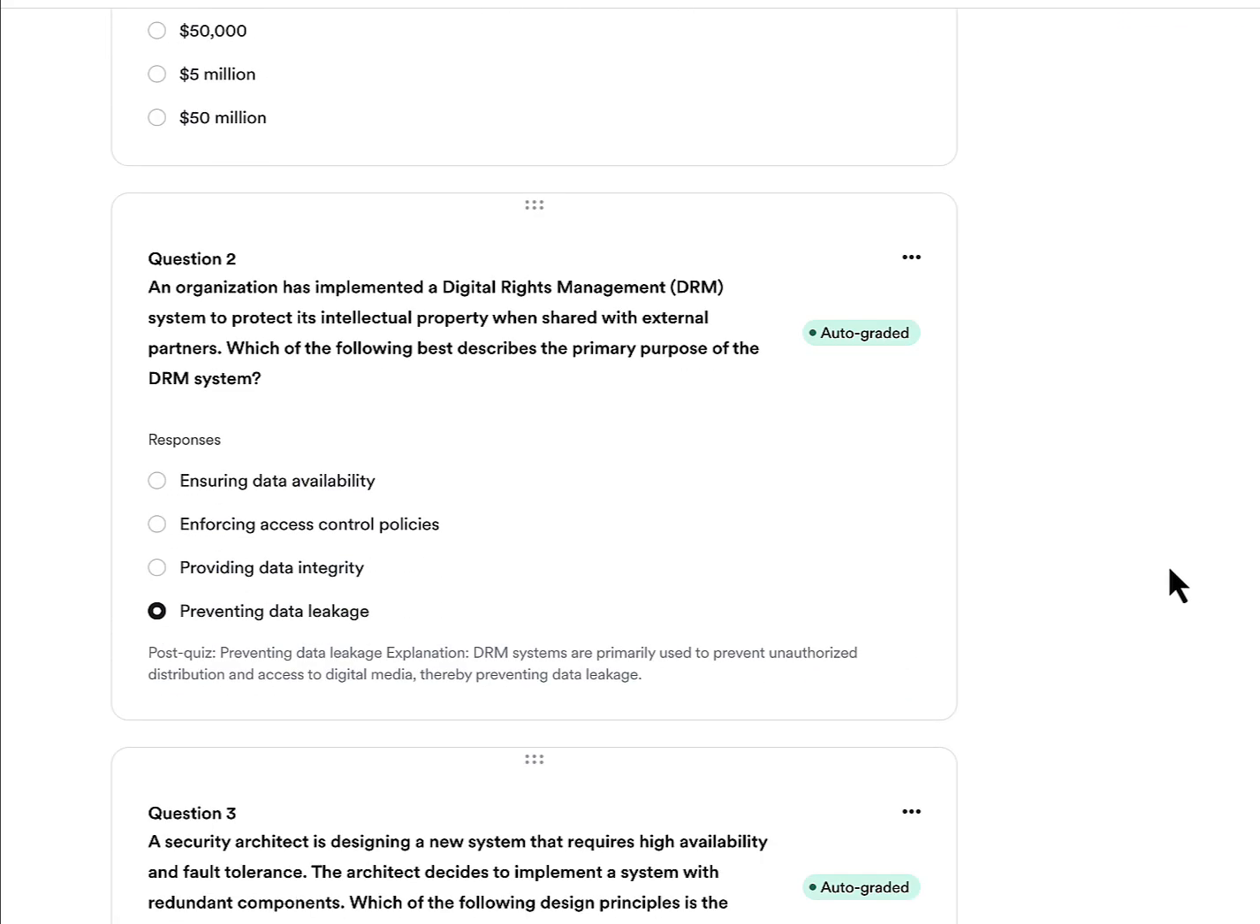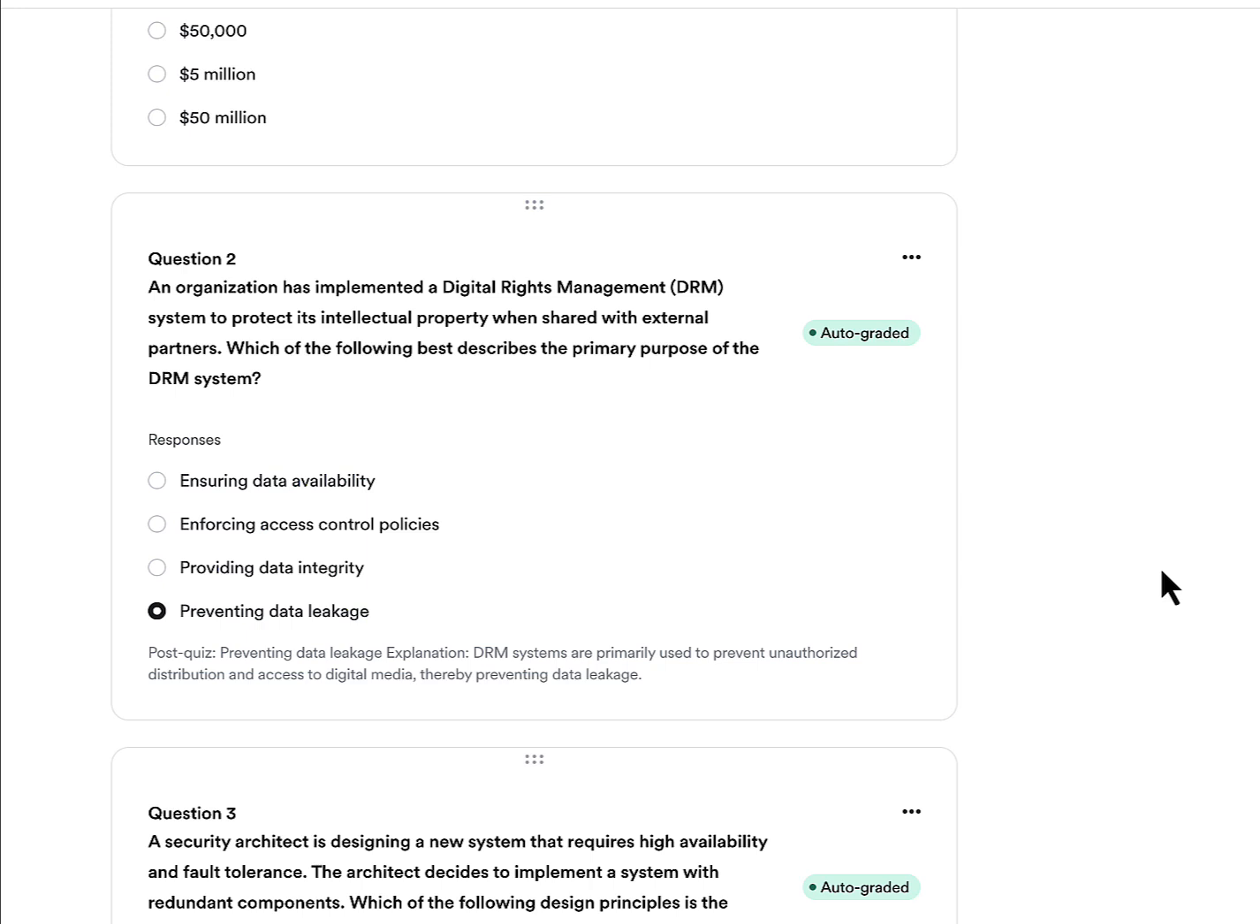Question 2. An organization is implementing a DRM system to protect intellectual property shared with external partners. Your digital rights management is DRM. Which of the following best describes the primary purpose of a DRM system? A, ensuring data availability. B, enforcing access control policies. C, providing data integrity. Or D, preventing data leakage.